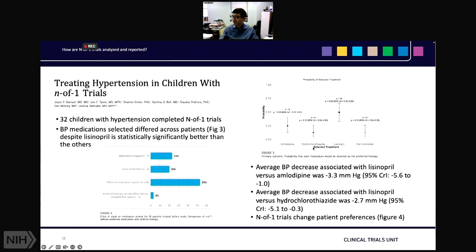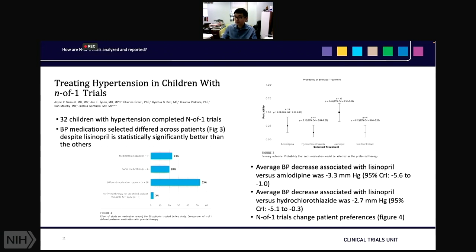Of the three medications tested in the study, we see the distribution of medications selected by the participants. About 50% of the participants chose lisinopril, but we do see some variability in terms of what medication people are treated with. And of the 32, 4 participants did not achieve blood pressure control, so no medication was selected. So this is a possible outcome.